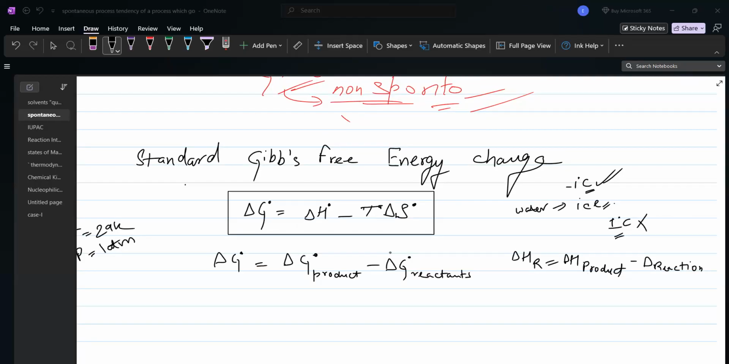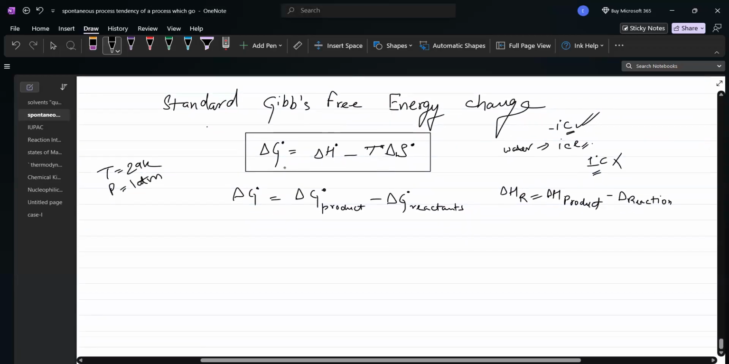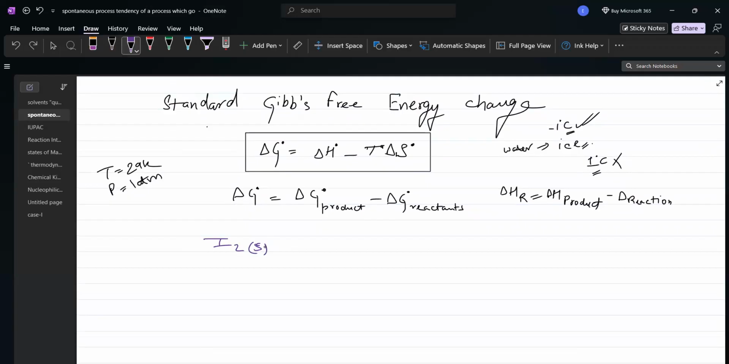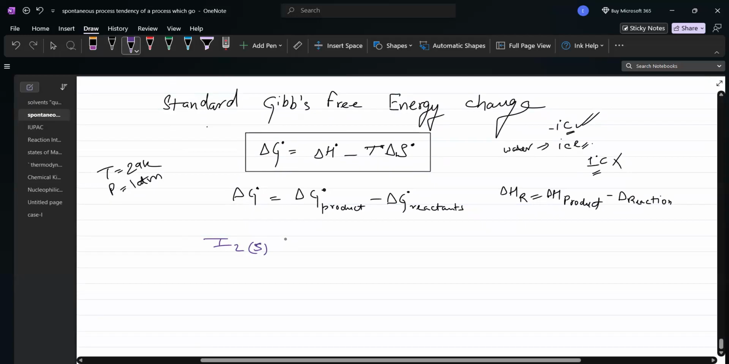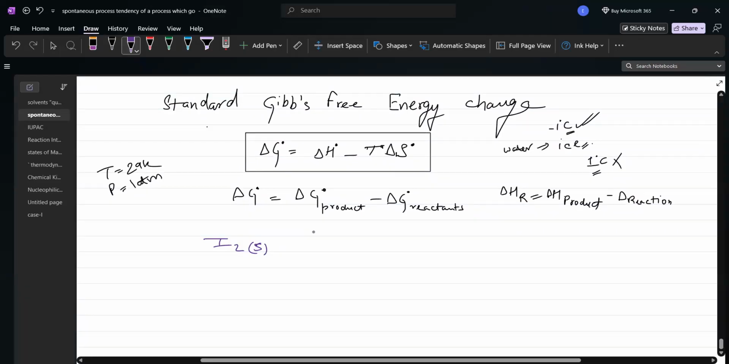Let's see with an example so that we are able to understand it with a good understanding. Let's take an example of I2 solid. Let me tell you why I2 solid is taken: in nature, I2 is found in solid state, and bromine's natural state is liquid, and the rest of these halogens, chlorine and fluorine, are found in gaseous state.